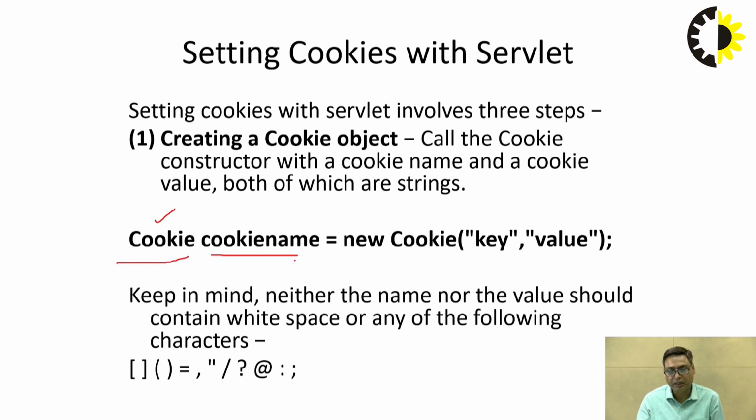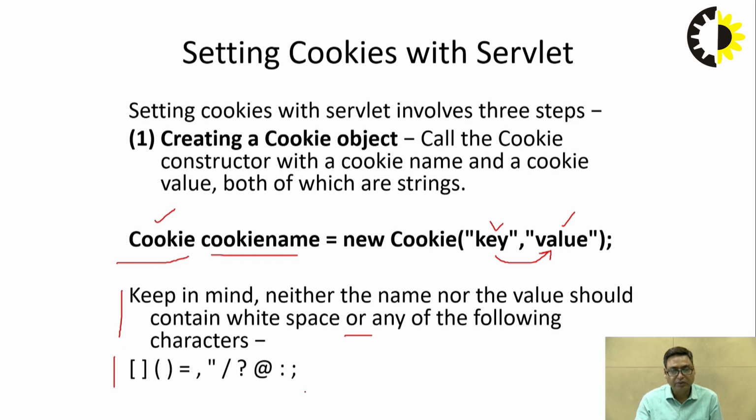Remember, and I am again emphasizing, the value that will be stored in the cookie variable has two parts, or you can say one pair. One is the key and the second is the value. The key is the part by which we will retrieve the value of the cookie. So whenever you are referring to the cookies, you will use the key, and with the help of the key we can get the value of a particular cookie. Neither the name nor the value should contain white spaces or any of the following characters. So these are some of the restrictions when we are creating the cookie variable.